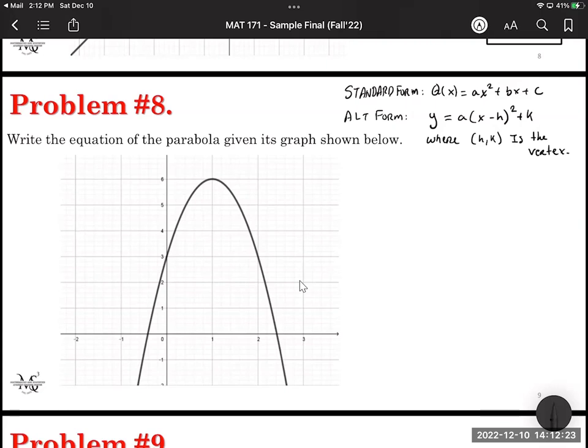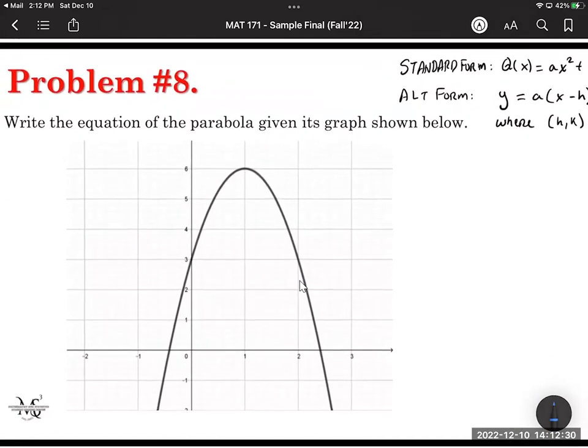So the first thing that you want to do based off of this graph is locate your vertex. I'm going to zoom in a bit on this graph. Can somebody give me the ordered pair for the vertex? 1, 6. The vertex is 1, 6. By the way, is this vertex a minimum or a maximum? Maximum. So this vertex, just making a note here, is a maximum.